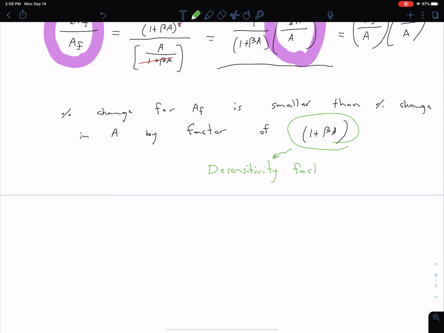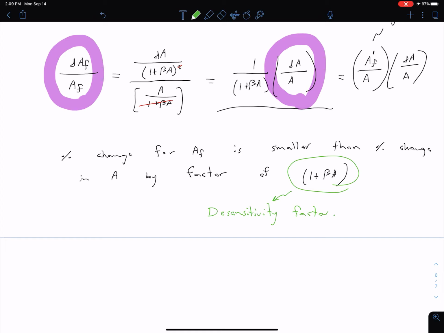In our next video, we're going to come back and see how we can put this equation into use. And ultimately, we're going to see just how good of a job this feedback network does of decreasing sensitivity of our gain.